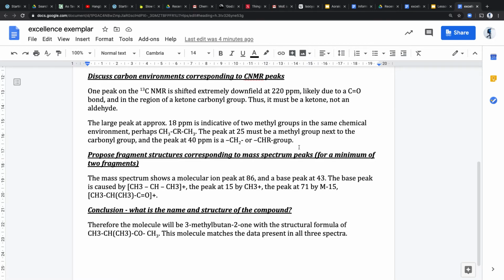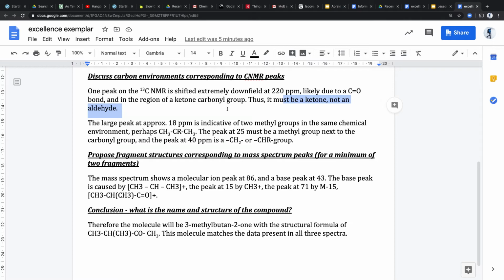Third paragraph, we need to discuss the carbon environments individually and what environment they live in. So when you see that one peak is shifted extremely downfield at 220, this is likely due to a very de-shielded carbon, probably the one in the carbonyl group. So it must be a ketone, not an aldehyde, because it's in that specific region where we see ketones. If you look closely at where it is and match it up on our tables, aldehyde and ketone carbons are shifted slightly differently.